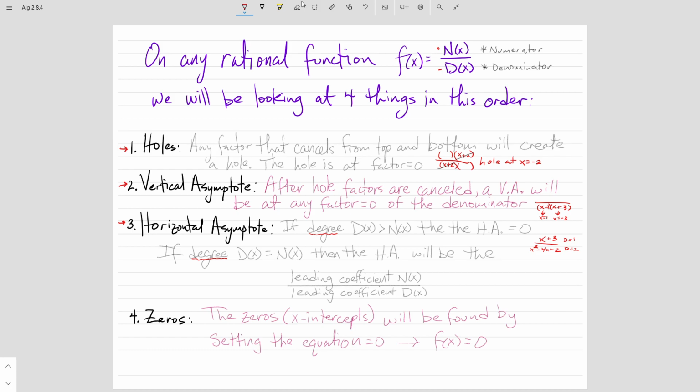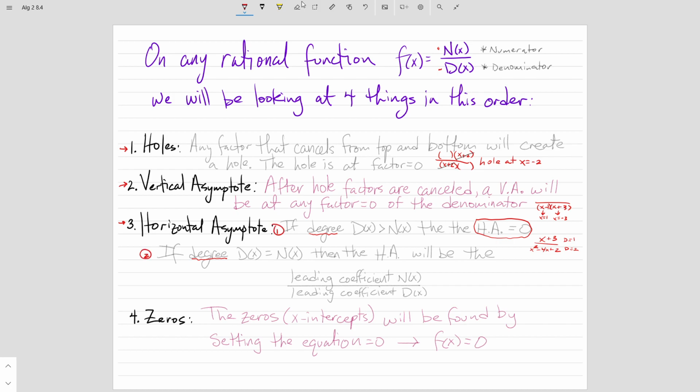Well, either way, if the power on the bottom is bigger, your horizontal asymptote is 0. And that's going to be the important thing on this one. If the degree on the bottom is bigger, horizontal asymptote is 0. Second situation, that was the first situation.